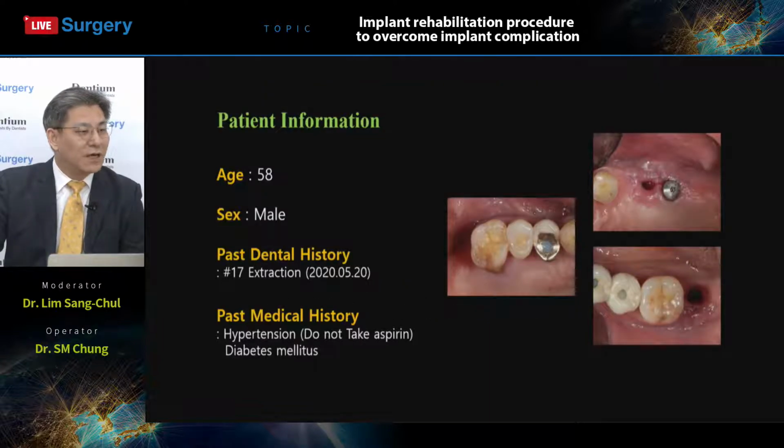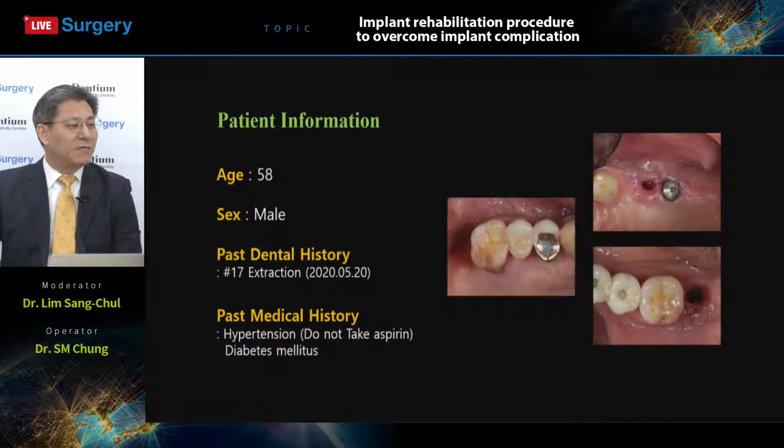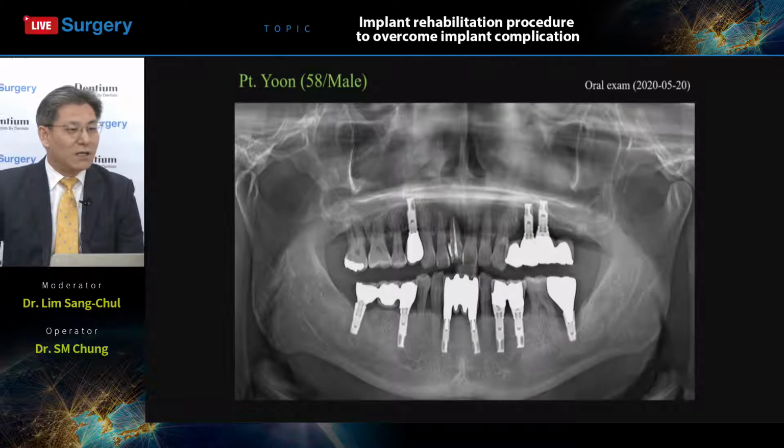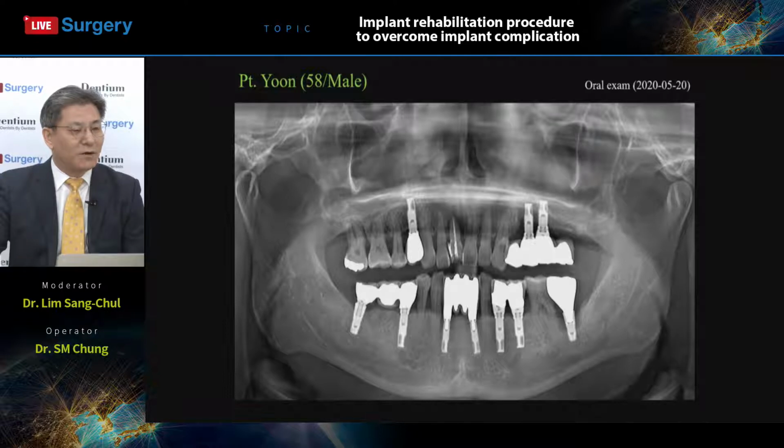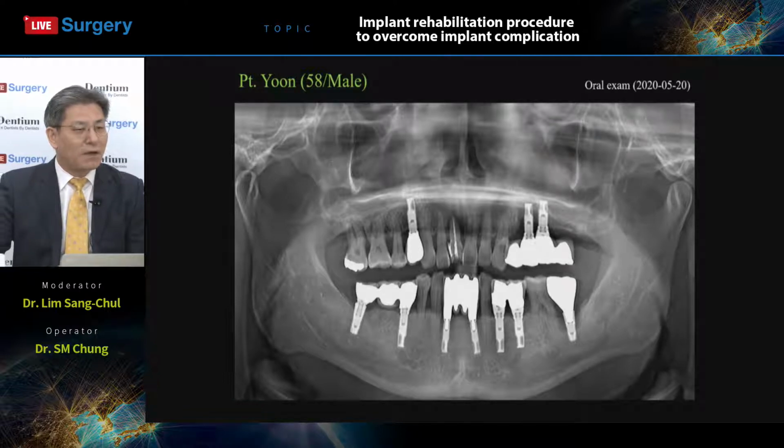Okay, today's case: the patient is a 58-year-old male. He already had the extraction of number 17 area on May 20, 2020 this year, and he has a hypertension and DM history. This is the intraoral panoramic view at the first visit to Well Dental Clinic, May 20, 2020 this year.